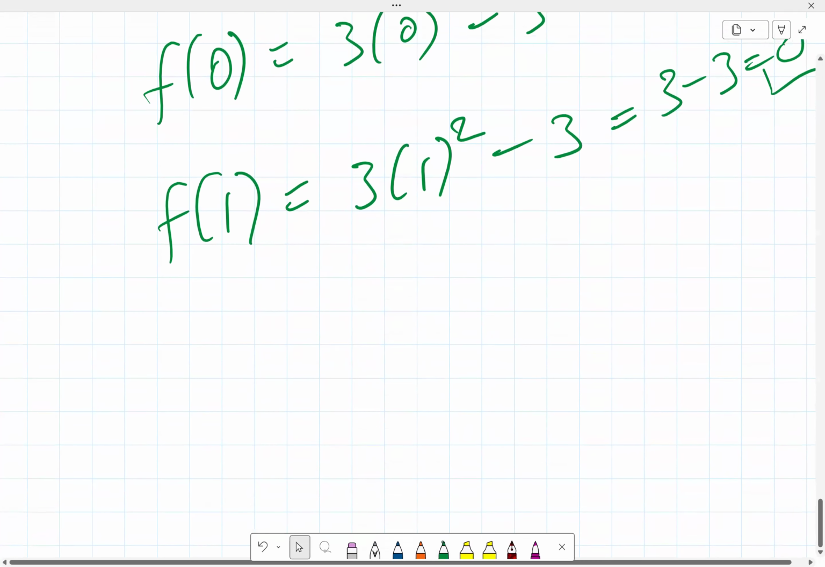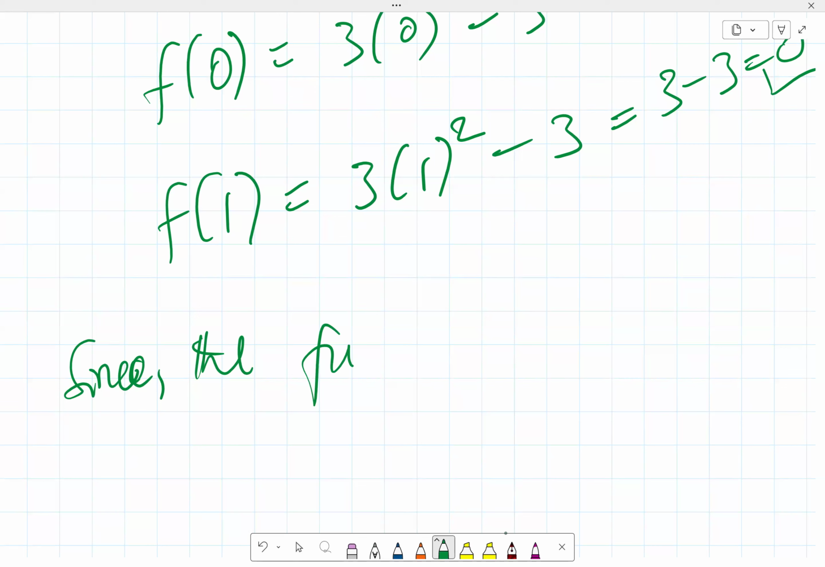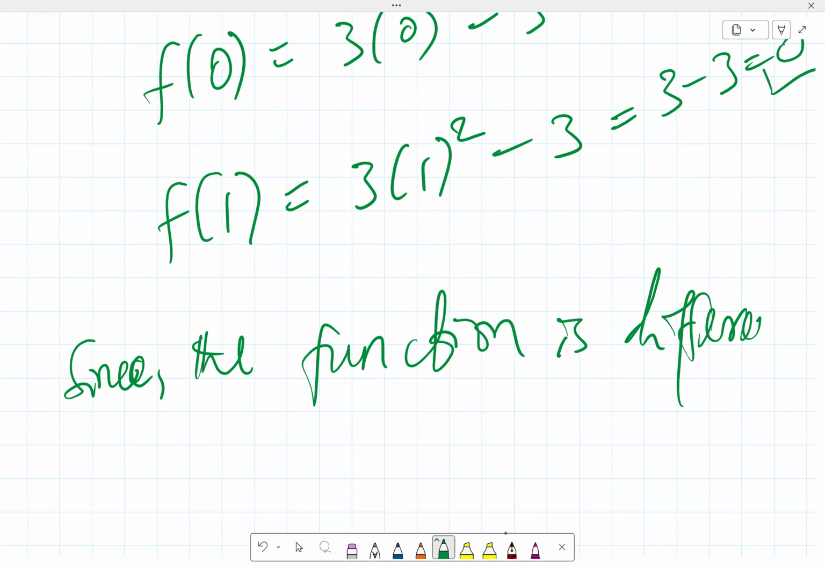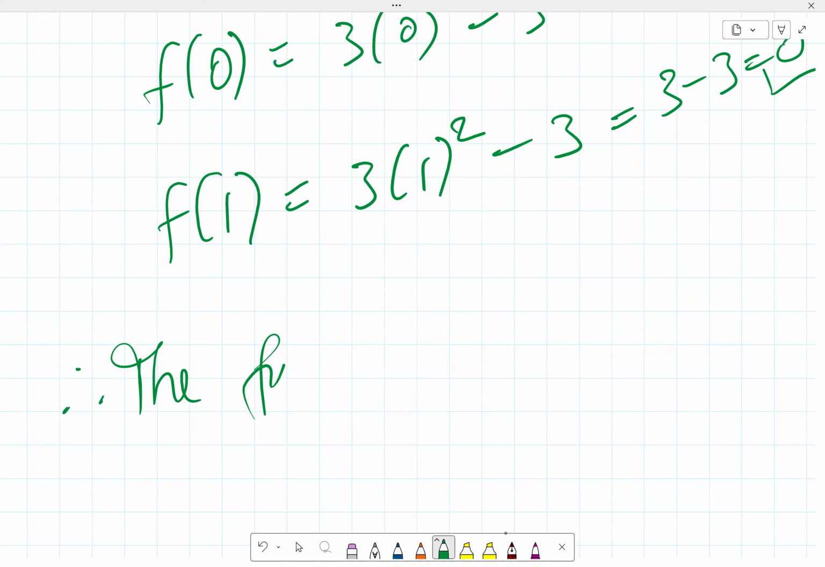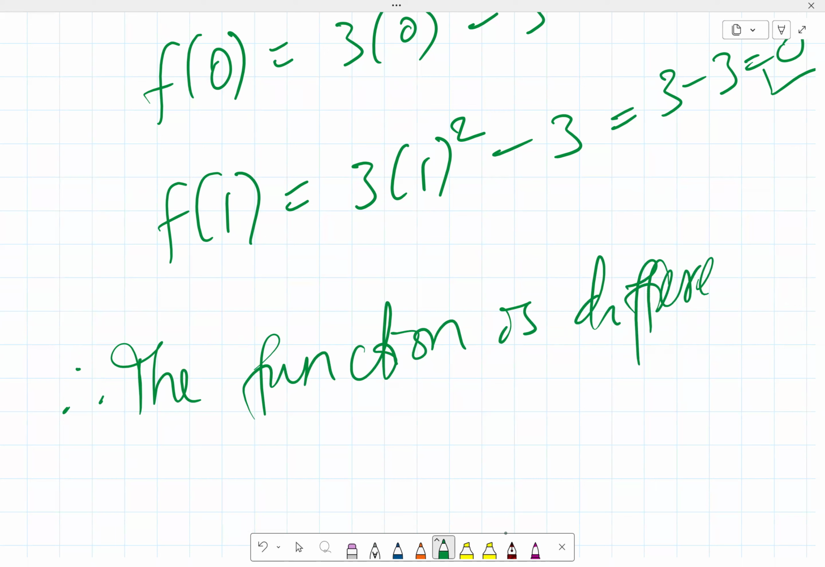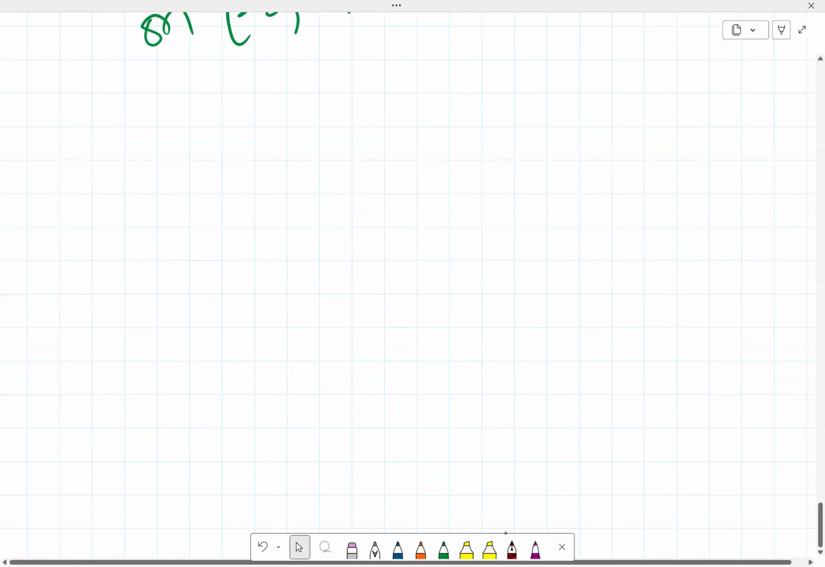So with this now, we can say, with all these things, therefore, the function is differentiable on the open interval minus 2 to 2. Then for Rolle's theorem, we still have a third condition.